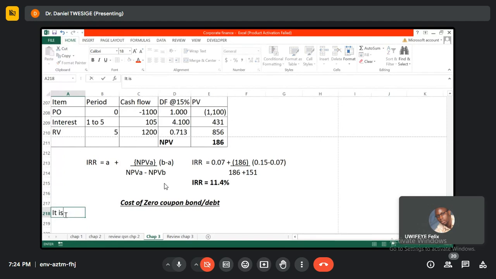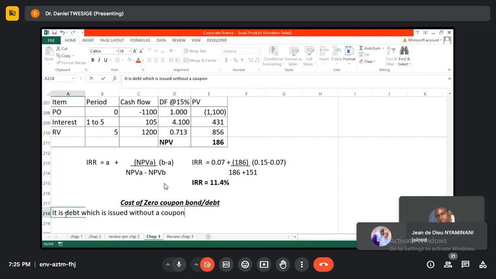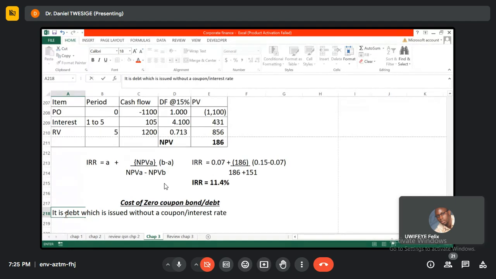So it is a debt which is issued without a coupon, or what is called interest rate. That's what is called a zero coupon. You issue a debt, but the debt has no interest rate. So how would you get the cost, or what will be the return?